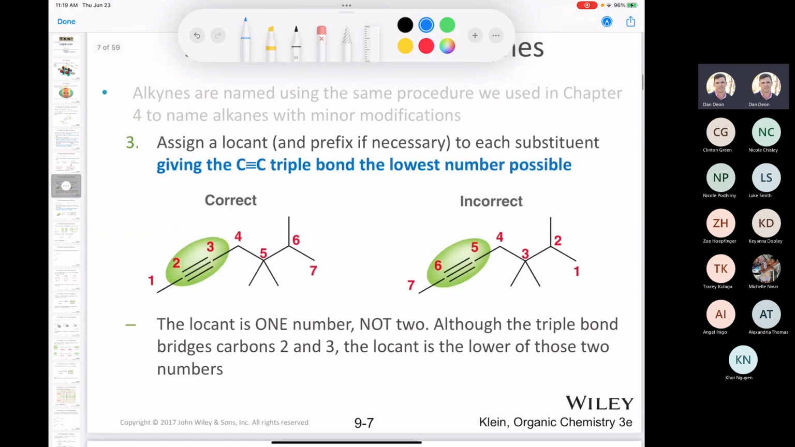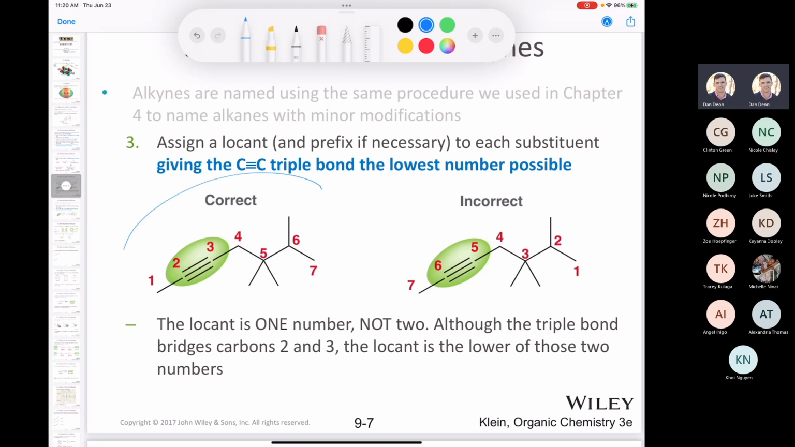Let's take a look at our substituents. Remember that we want to give that carbon-carbon triple bond the lowest possible number. It's got nothing to do with looking at all the substituents, finding out what their locants are, tallying up numbers. It's got nothing to do with that whatsoever. We just want to give that carbon-carbon triple bond the first carbon, the lowest possible number, and then we just number all the other substituents as is.